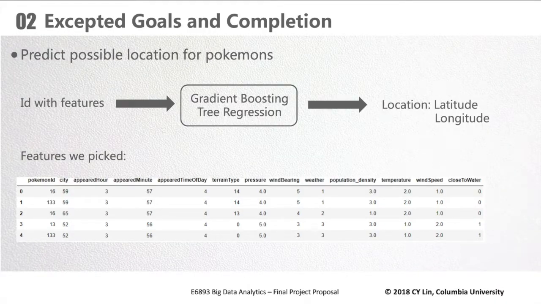After data preprocessing, we would like to use the dataset to do something interesting. First, we try to predict possible locations for Pokemon. Since some features like weather and close to water are not numeric, we encode them. Also, in order to improve learning results, we scale some features to suit a range. The training model we chose is gradient boosting tree regression. The training process and rules are as follows.